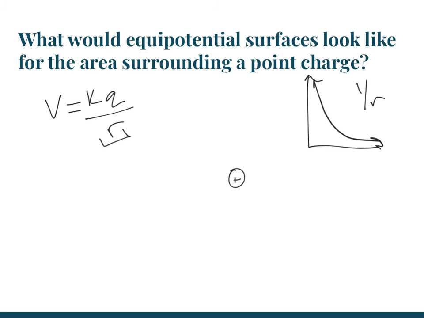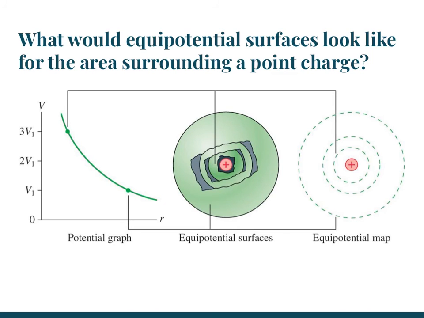Anyways, so the equipotential surfaces are those surfaces where r is constant, which is a sphere. So that would look like this. Here is a graph of the potential based on r. So every surface that has constant r, which is a sphere, has equal potential.